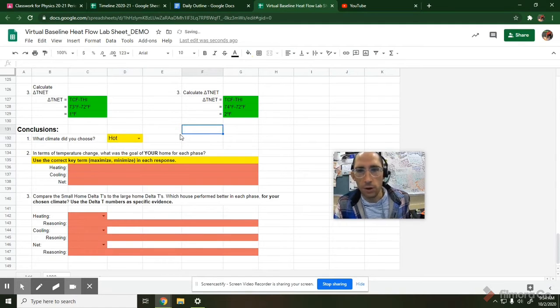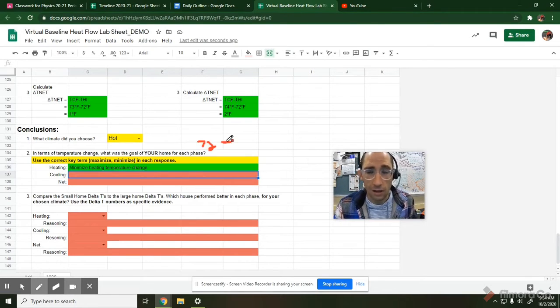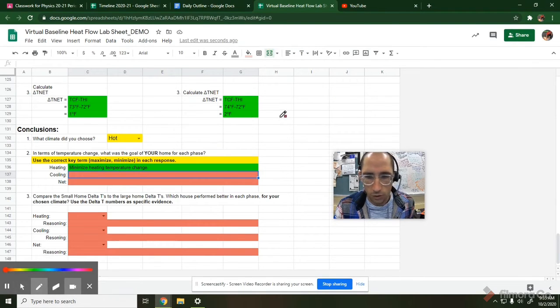So hot climate people are trying to, what are you trying to do during heating? Whenever your house is being heated up in a hot climate, if you're in a desert and you're under the scorching hot sun, you're trying to minimize your heating temperature change. If it shoots up to 200 degrees, that's not good. You're going to die. You want the opposite of that. You want to minimize your heating temperature change.